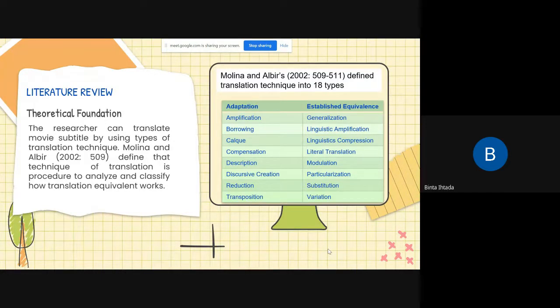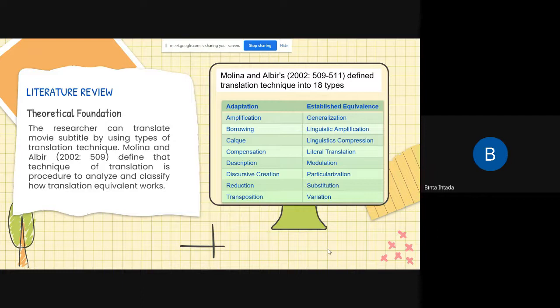Linguistic compression is the opposite of linguistic amplification. Next is literal translation. Literal translation is also included in direct translation. And the next is modulation. Modulation replaces the focus or point of view, either lexical or structural.